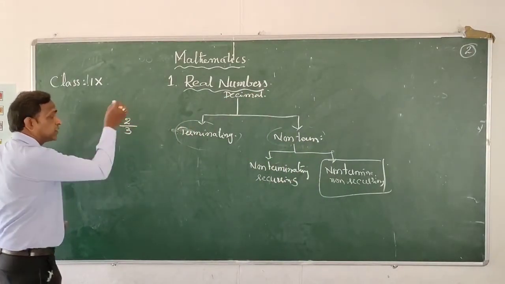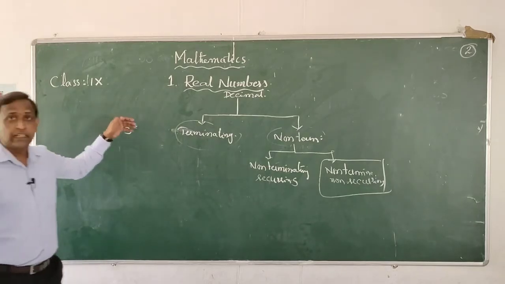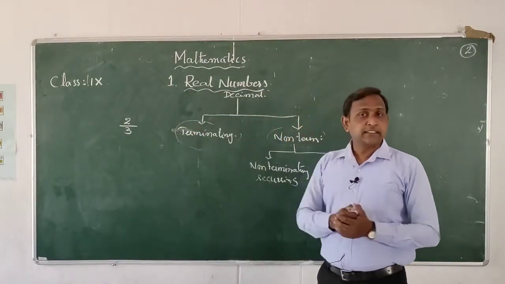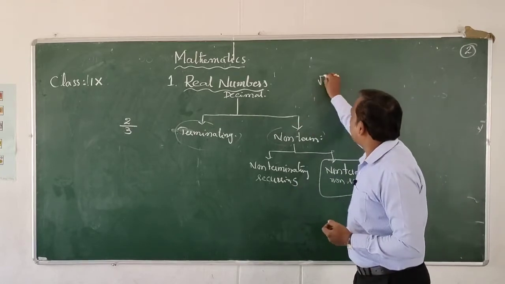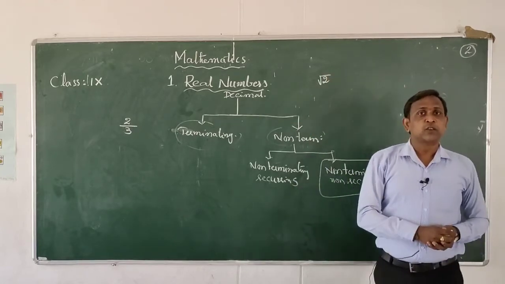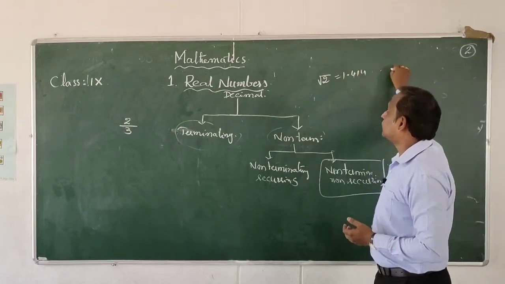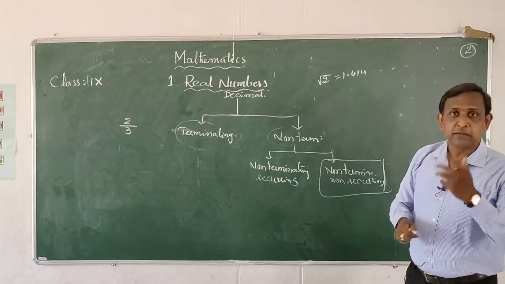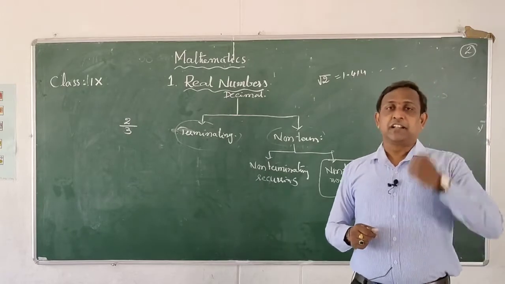Yesterday we discussed 2 by 3. If you divide 2 by 3, we get a non-terminating repeating decimal, so that is called a rational number. But if you evaluate the value of root 2, it becomes 1.414 and so on, and in this case you get a non-terminating, non-recurring decimal. So those types of numbers are called irrational numbers.